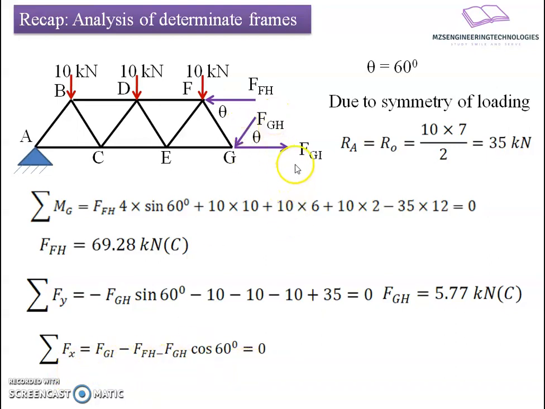The very first one is FGI, which is going towards the right hand side, so I will consider it as positive, minus FFH, which is going towards the left hand side. I am considering it as negative, minus the component part of this inclined force FGH, the cos of 60 degree. I will put that value here. And we know FFH value, we know FGH value, we'll substitute the individual values, and the result we get, FGI equals 72.16 kilonewton.